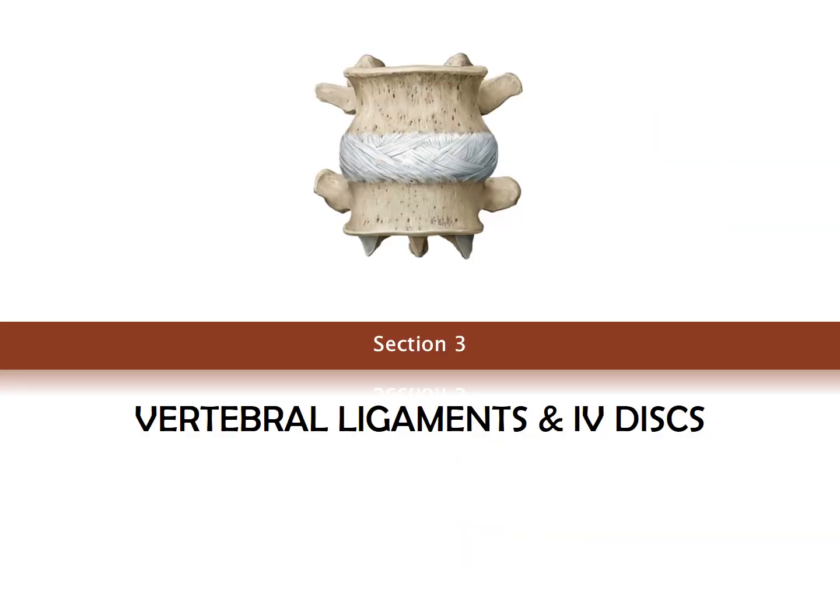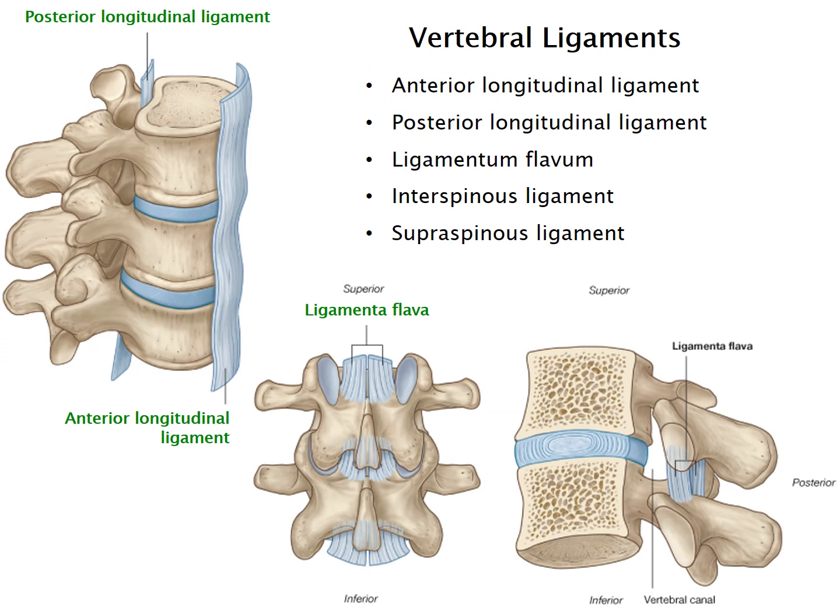In this section, we'll take a closer look at the vertebral ligaments and intervertebral discs. Along the length of the vertebral column, there are a series of ligaments that help to stabilize and reinforce the spine. The anterior longitudinal ligament is a very strong fibrous band that covers and connects the vertebral bodies along their anterior surfaces. The ligament runs from the sacrum to the anterior tubercle of the atlas, C1. Functionally, this ligament resists hyperextension of the vertebral column.